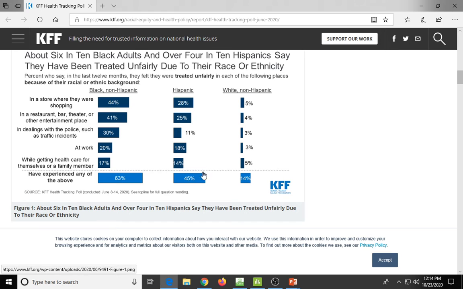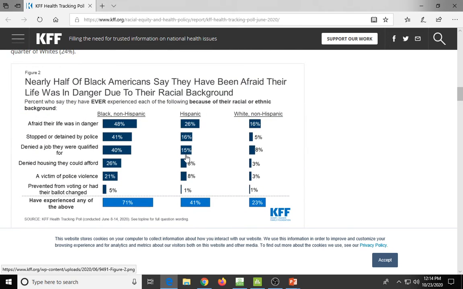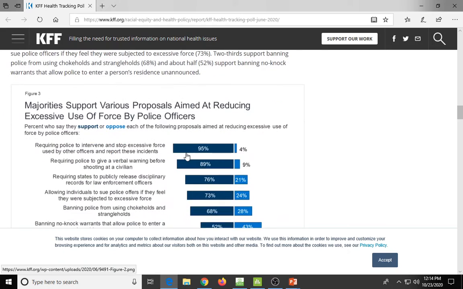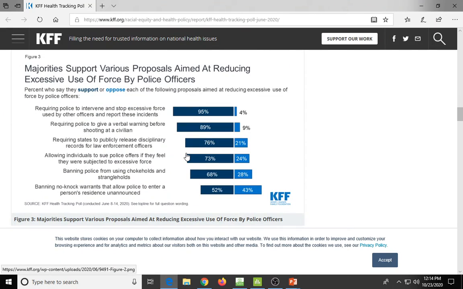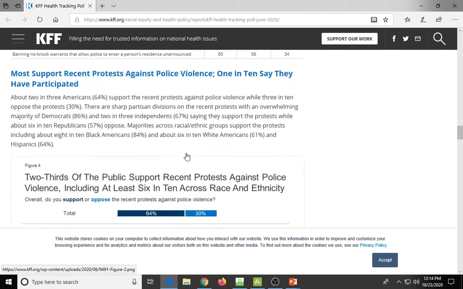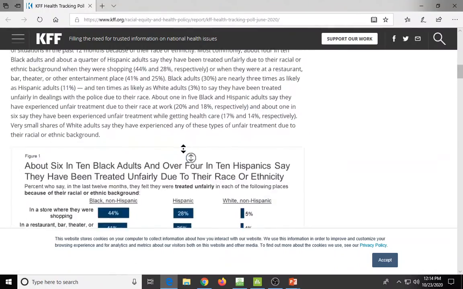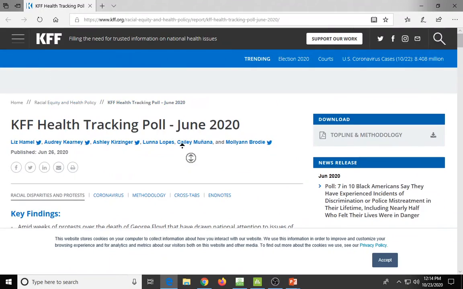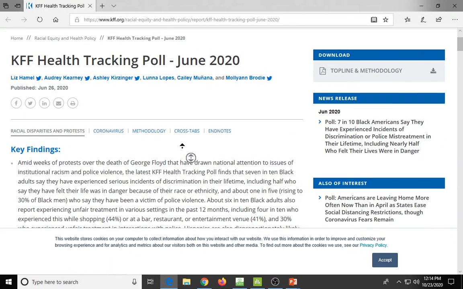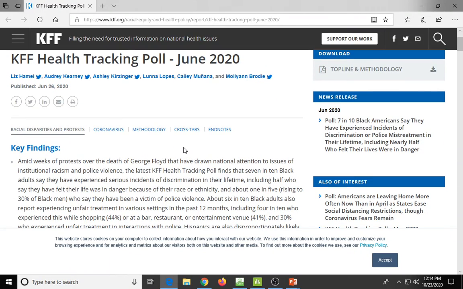And there are some other things they asked as well, like being afraid of their background, 71% to 23%. And then the excessive use by police officers, all those things that were issues in 2020. What was the methodology? Well, that's what we're going to look at here.